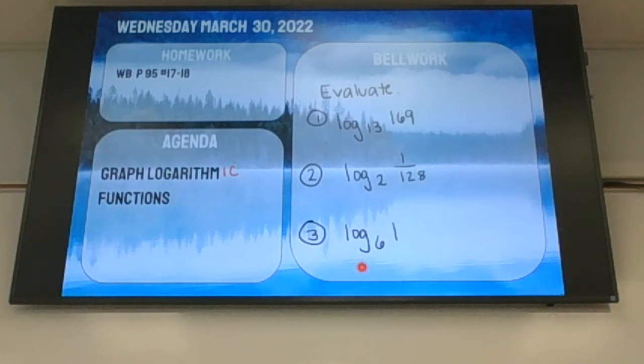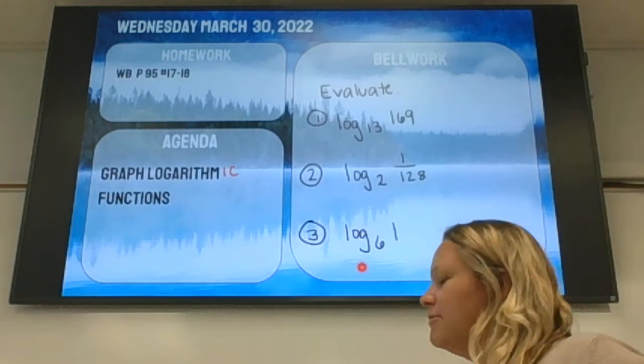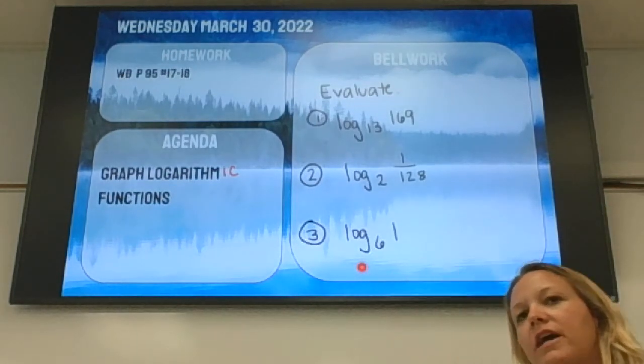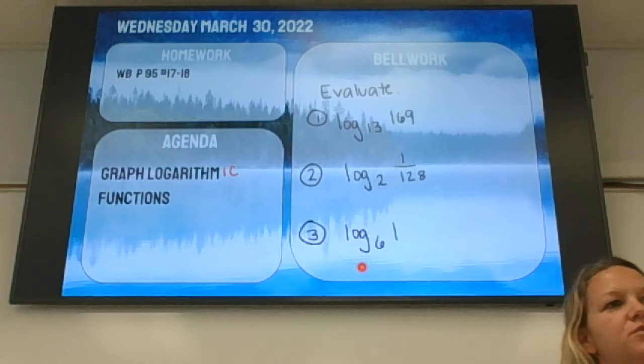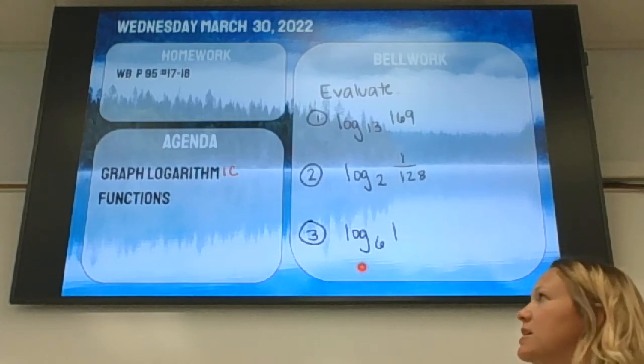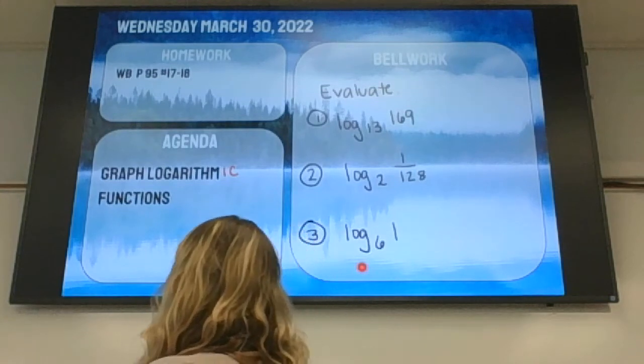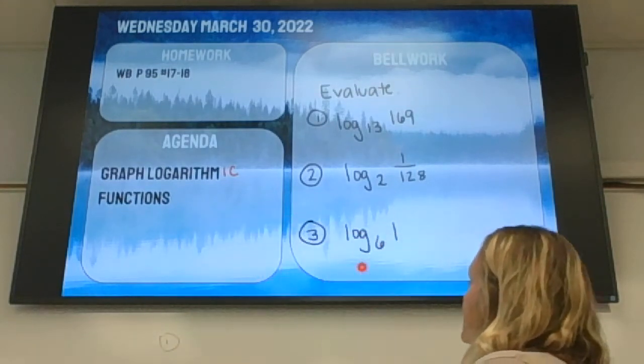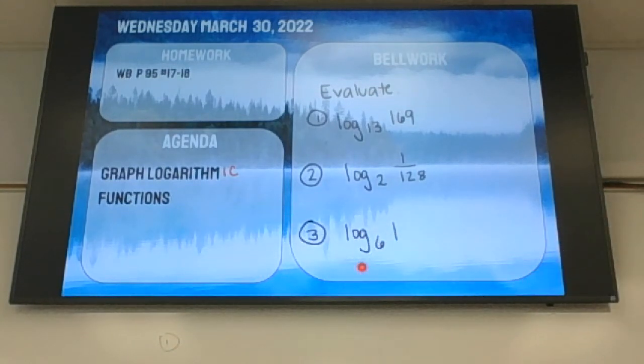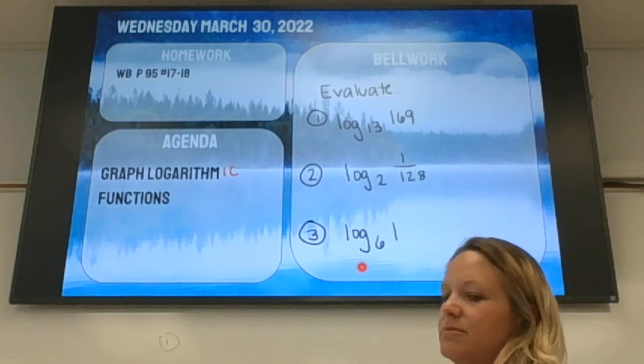So yesterday we really practiced this. You have to know, because the directions just say evaluate, and that's not really helpful. What might be helpful would be to say, like, find the exponent which would make this true, something that would lead your brain into thinking about exponents. But you have to know from this point forward that log means we're talking about exponents.